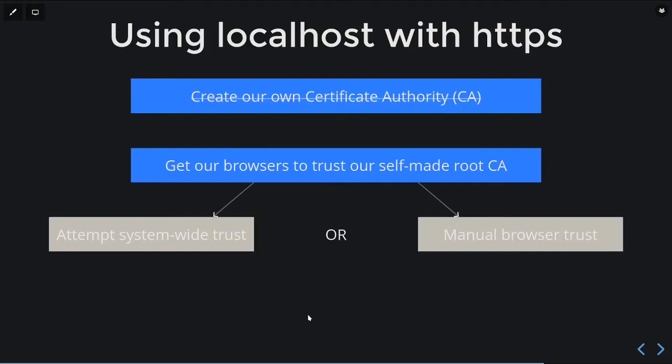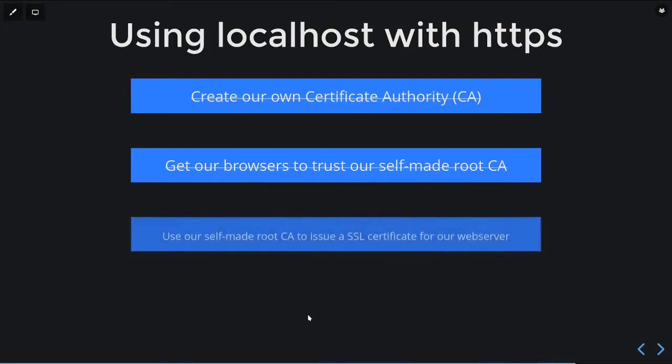So we've created our certificate authority and gotten our browsers to trust it, even though they really won't. We still got to let them know about it. Now we actually have to create an SSL certificate for our web server. So how do we do that?